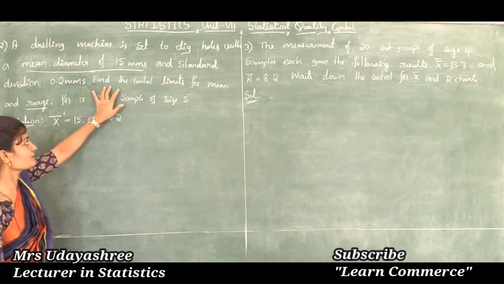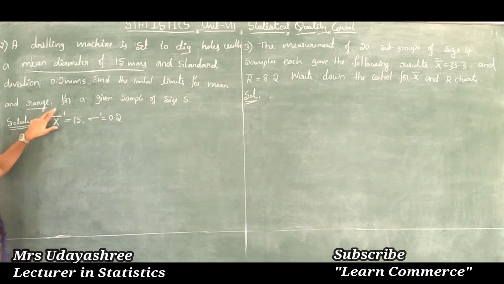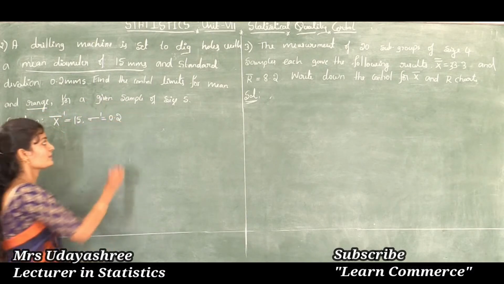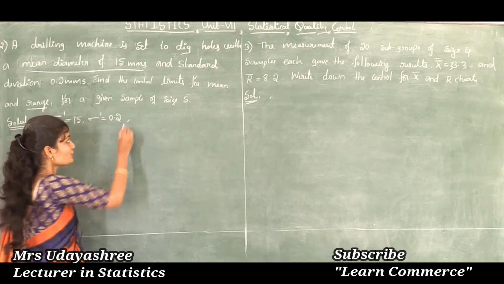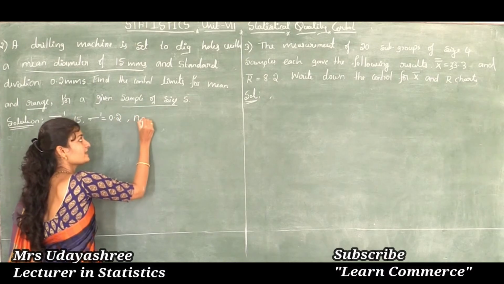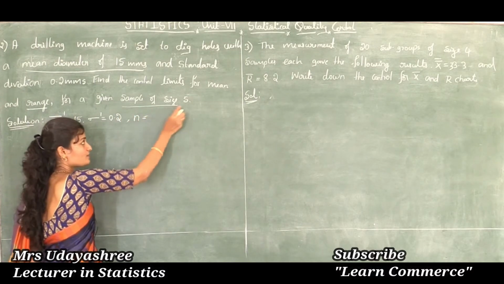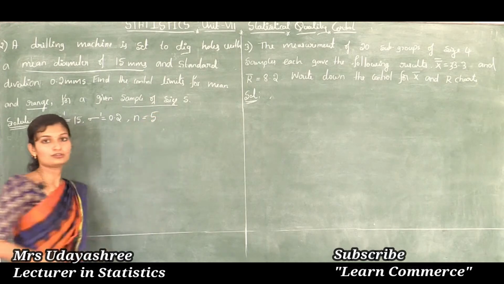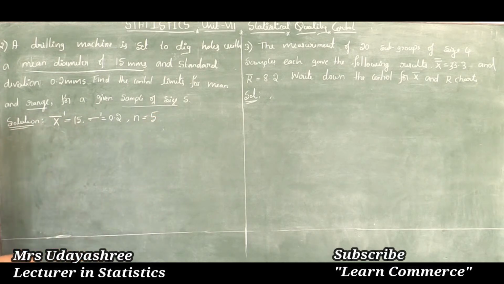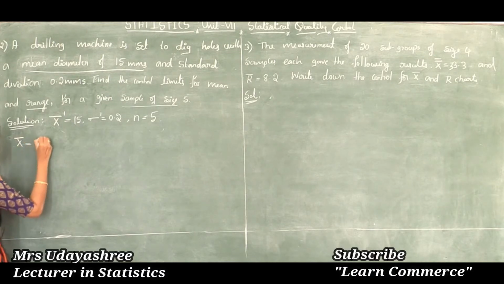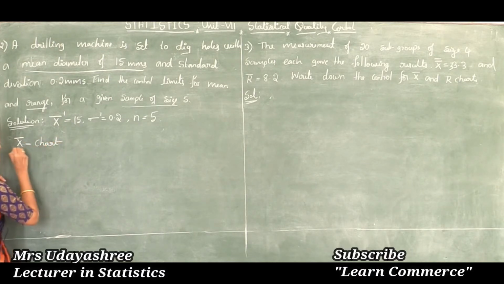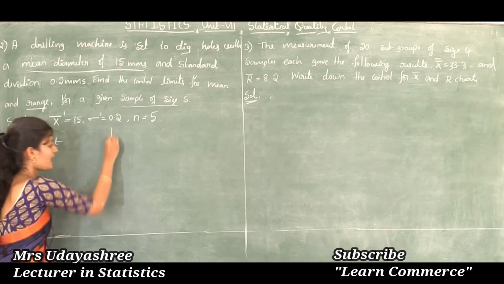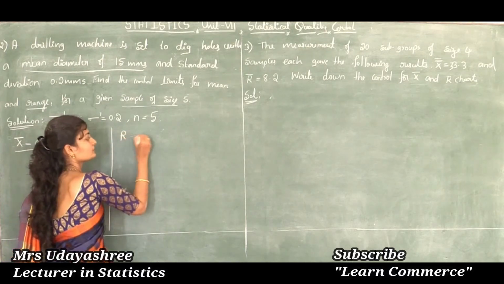Next given observation: find the control limits for mean and range for a given sample of size 5. So here sample size is given. We know that sample size is denoted by small letter n, and here the given observation is 5, that is n is equal to 5. Here we need to find control limits for mean and range. Mean is denoted by x bar, so that is x bar chart. Next one is range. Range is denoted by R, that is R chart.